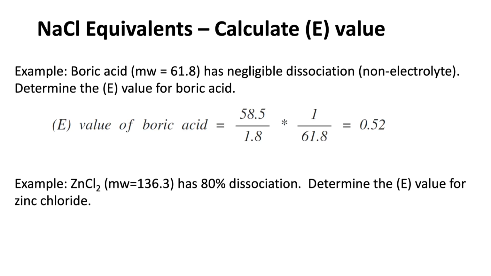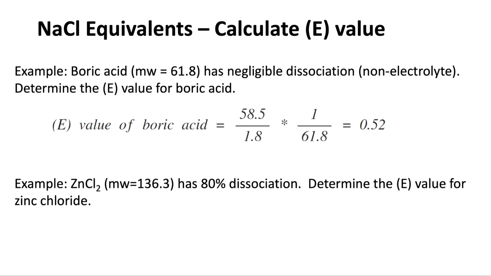Well, let's solve that using our formula. Remember, it's a pretty simple formula. You take 58.5 divided by 1.8 times, now we said that the I value, or the dissociation factor for boric acid, since it's a non-electrolyte, is going to be 1. So it's 1 in the numerator divided by the molecular weight on the bottom, which we said was 61.8. So 58.5 divided by 1.8 times 1 divided again by 61.8. You do that math, and numerically you get a value of 0.52. And let's interpret that, because here's what's confusing: the E values in the tables will be unitless. It will just have a number like 0.52. It's really important that you're able to interpret that as meaning 0.52 grams of sodium chloride per gram of boric acid. So make sure you can interpret those E value numbers.